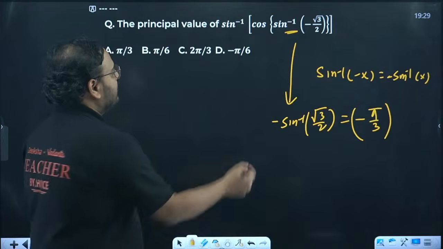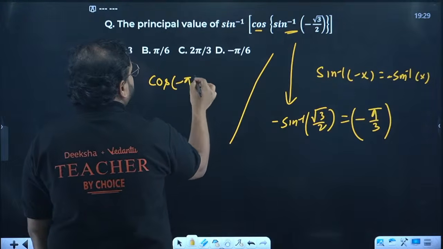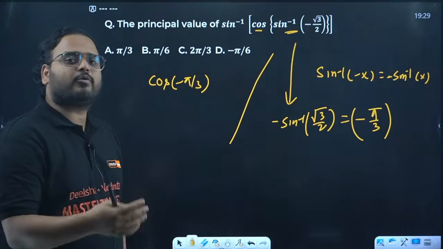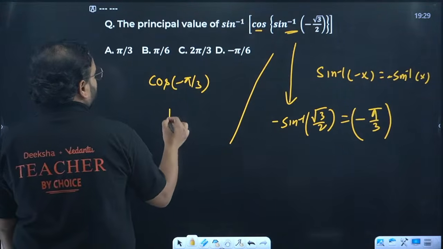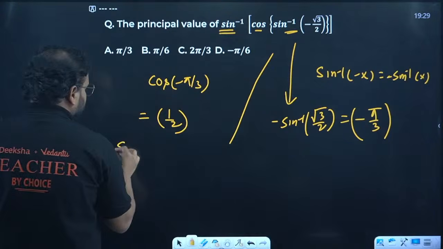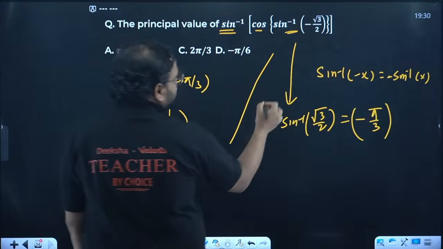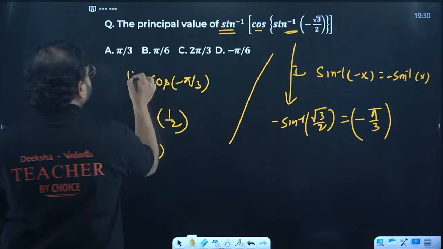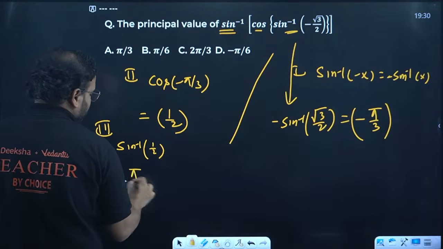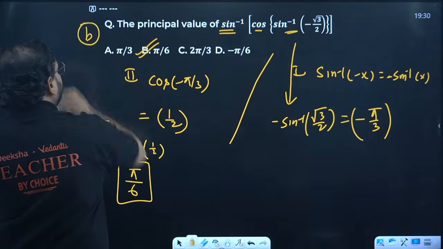Once we have that, we'll get to this cos. Check here. So cos of minus pi by 3 is positive only because it is the fourth quadrant, and in the fourth quadrant cos is positive. This will be 1 by 2. Now we'll apply the outside value one more time. So sine inverse of 1 by 2, right? Sine inverse of 1 by 2 is how much? Pi by 6. So the answer is option B.